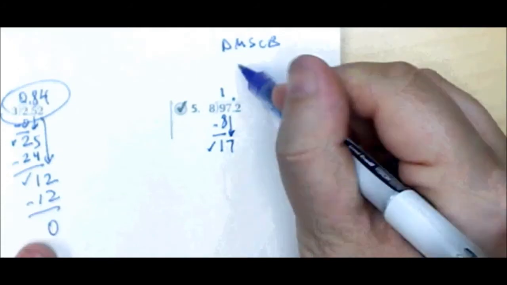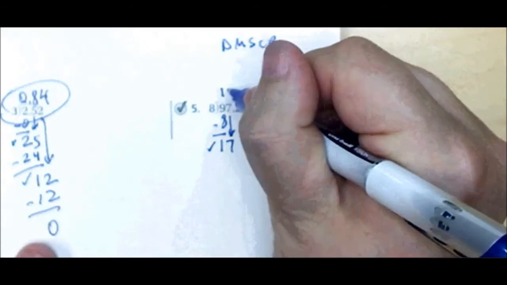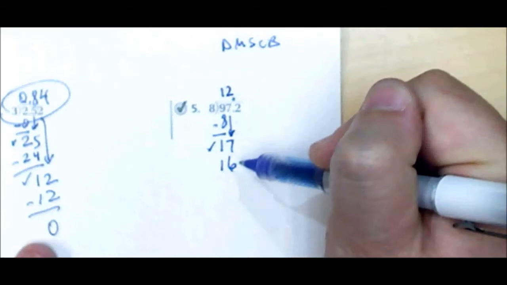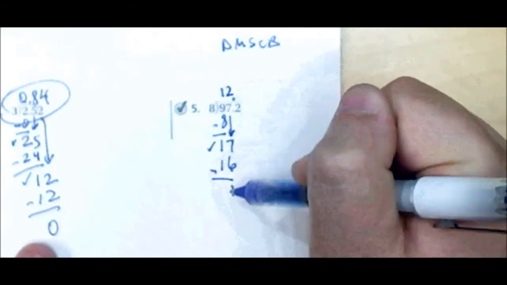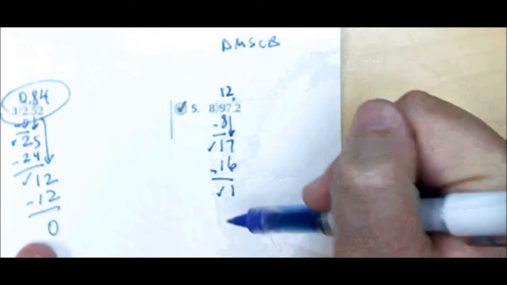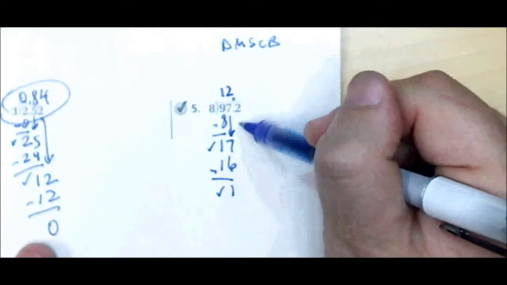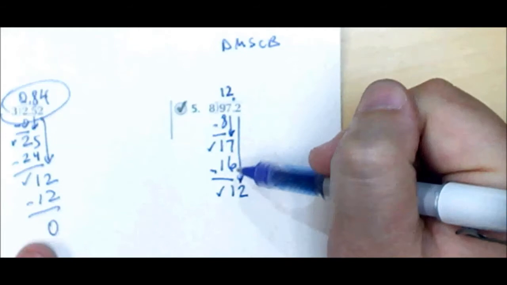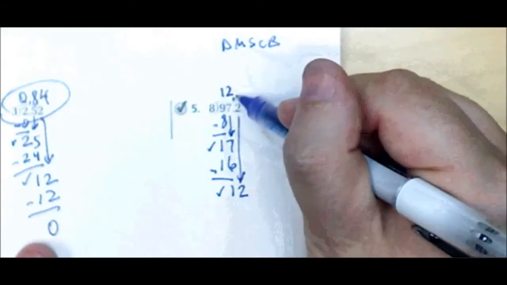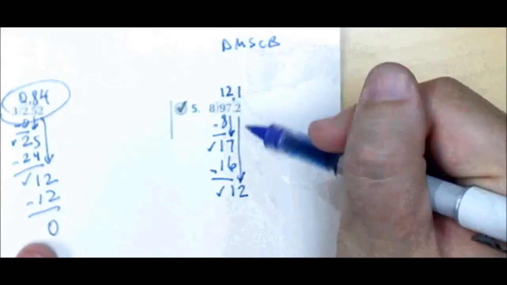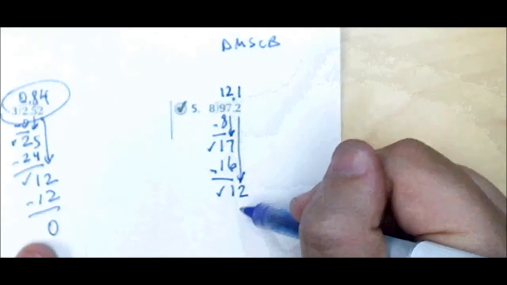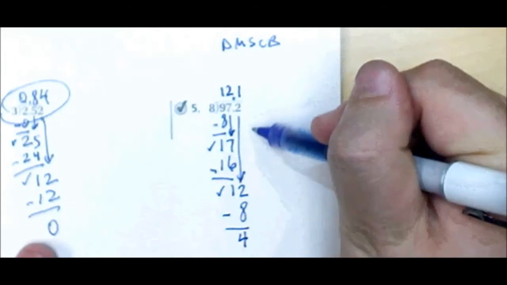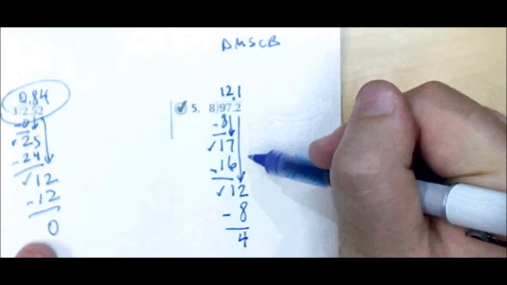Okay, now I divide all over again. 8 goes into 17 2 times. 2 times 8 is 16. That's my multiplication step. I subtract, I get 1. 1 is less than 8, so that checks out. Then I bring down the 2. Now I divide all over again. 8 goes into 12 one time. 1 times 8 is 8. That's my multiplication step. I subtract and I get 4, and then I bring down, there's nothing to bring down.